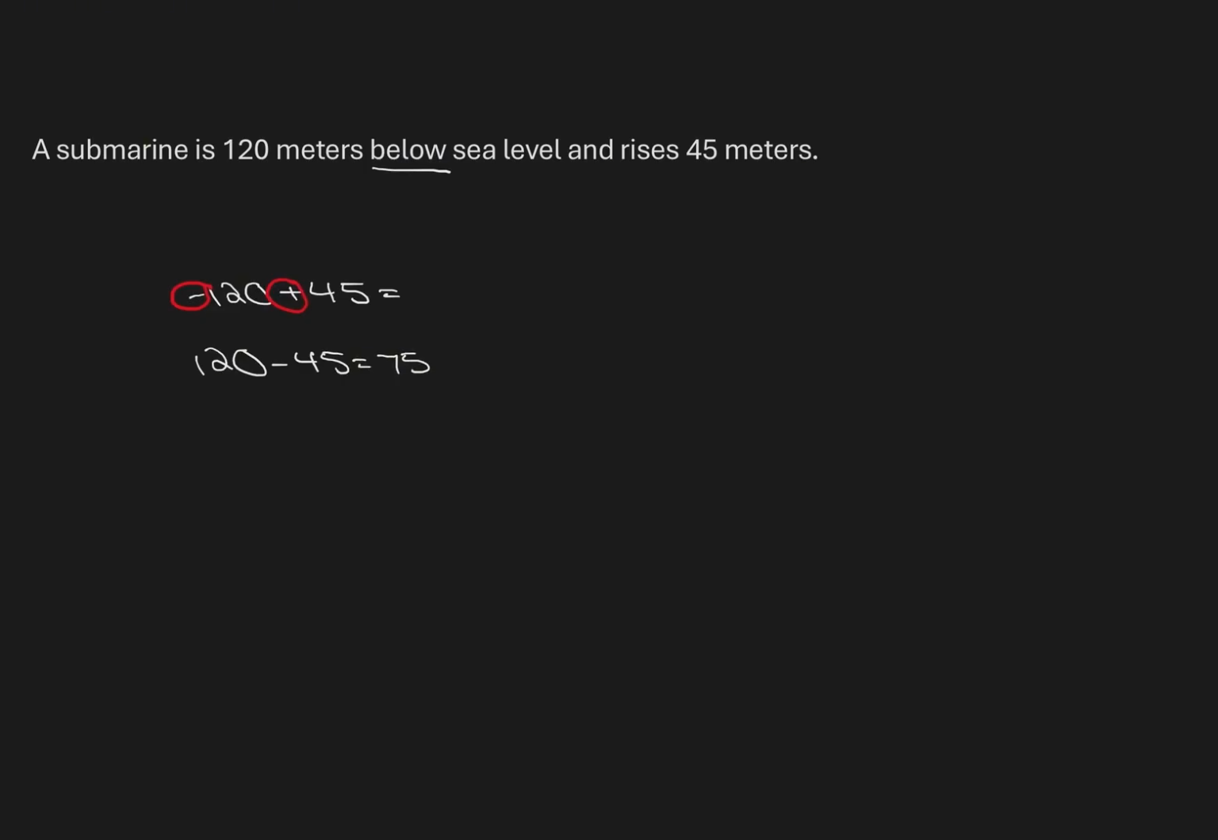Now we need to figure out if 75 is negative or positive. We can do this by figuring out which number is the bigger number. In this case, 120 is the bigger number, which means that we're going to have a negative sign. So the answer to this problem is negative 75 meters. Now let's move on to rational numbers. Well, what is a rational number?